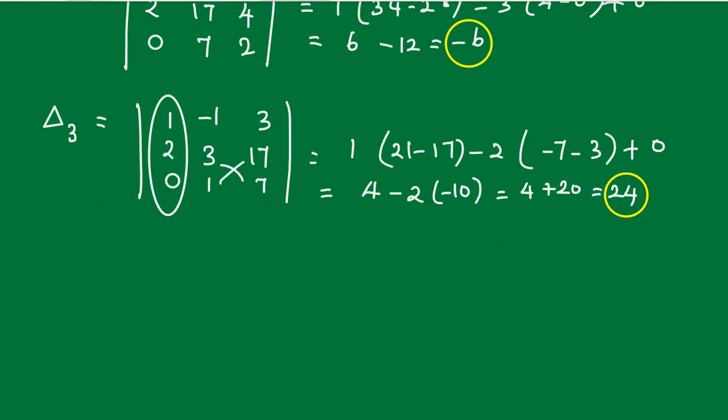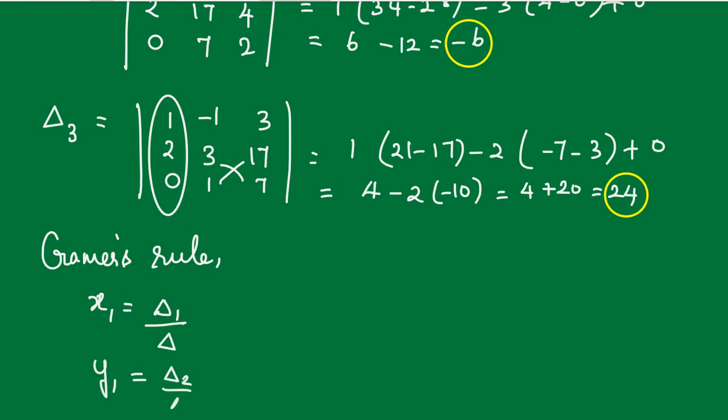What is this Cramer's rule? Cramer's rule applies only when delta is not zero. Here x1 is equal to delta 1 by delta, x2 is equal to delta 2 by delta, where the variables are x1, x2 and x3, and x3 is equal to delta 3 by delta.